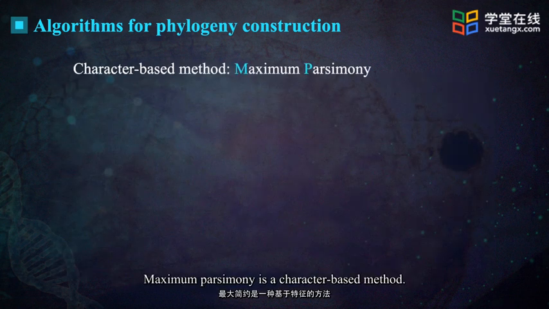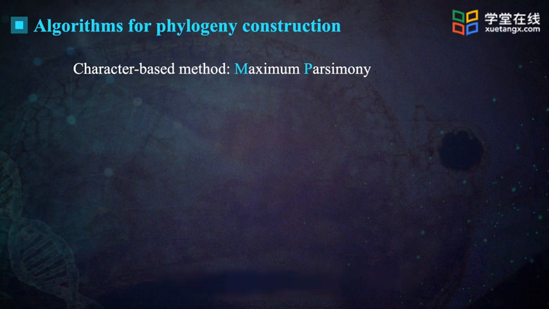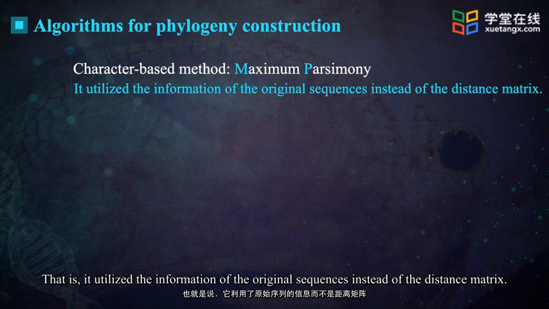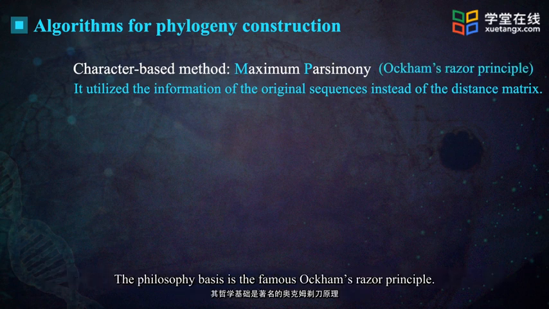Maximum parsimony is a character-based method. That is, it utilizes the information of the original sequences instead of the distance matrix. The philosophical basis is the famous Occam's razor principle.